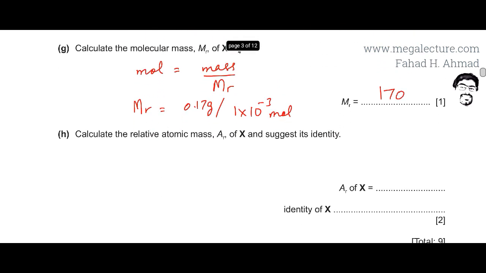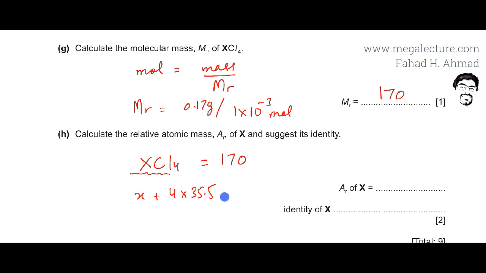The next part, part H, is you need to calculate the relative atomic mass AR of X and suggest its identity. So far we know that the MR of XCl4 is 170. It's given over here in the last part. The MR is basically the sum of the atomic masses, or the ARs. X is unknown. There are 4 chlorines, which is going to be 4 times 35.5, which is the AR of chlorine, and that should sum up and be equal to 170.